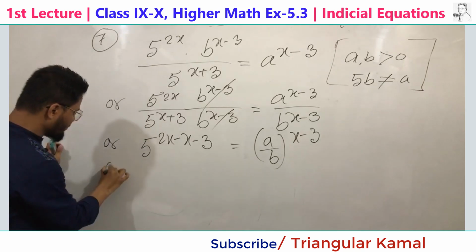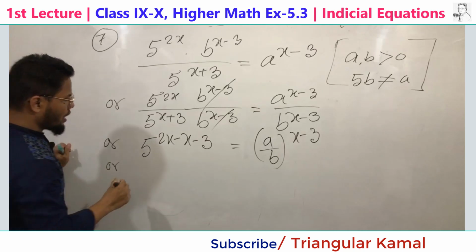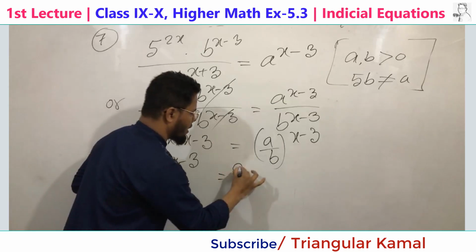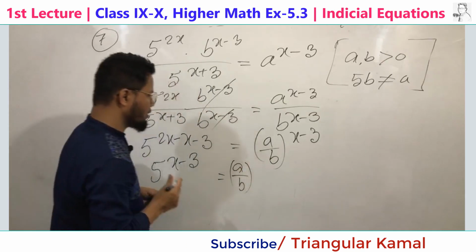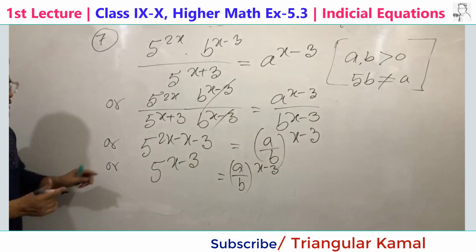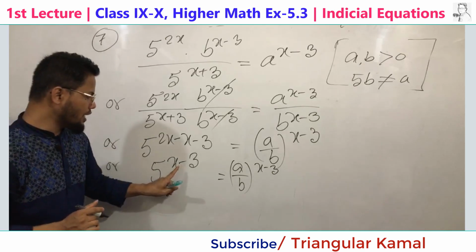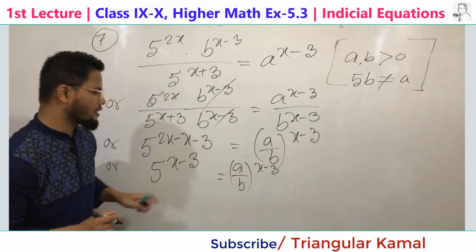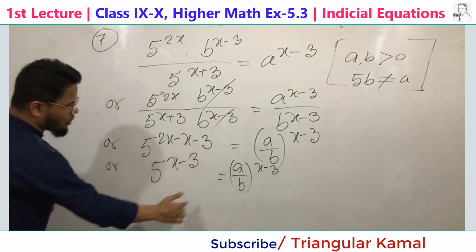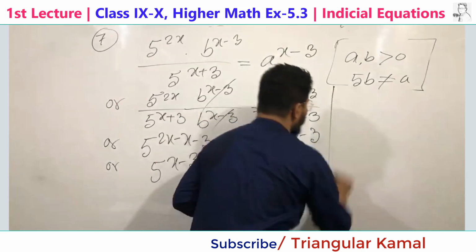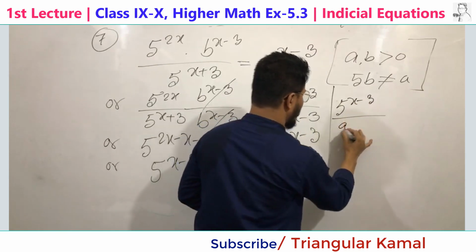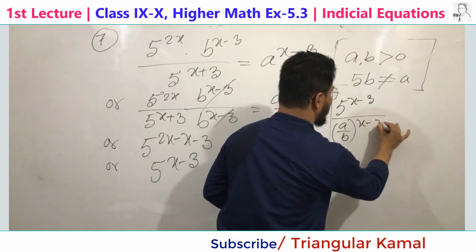So now here we can write 5 to the power x minus 3, and here a by b to the power x minus 3. Okay, we have already completed this line. Now we see here in both cases the powers are the same. So when the powers are the same, we can shift this one as a denominator. Change this one, 5 to the power x minus 3, and this one, a by b to the power x minus 3, equals 1.